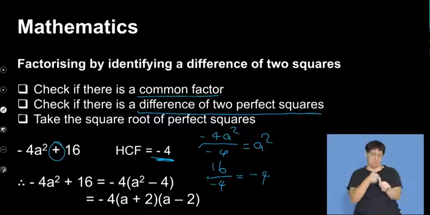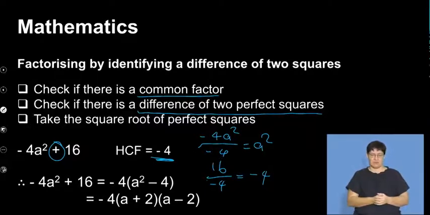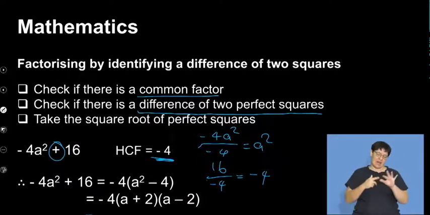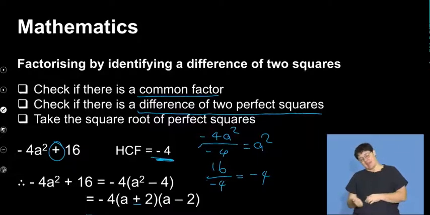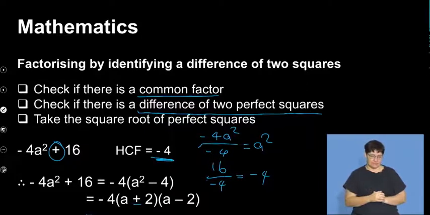Now, to factorize the thing that is inside the bracket there, it will therefore be a squared, which is a and a, and then 4, which is 2 and 2. Remember, my personal belief is always start with a plus and then end with a minus. But you can work it out anyhow.